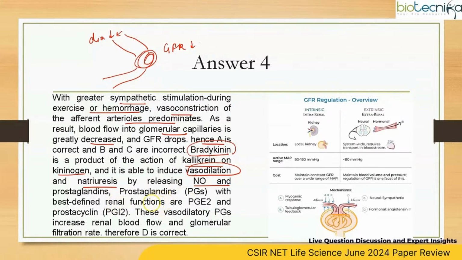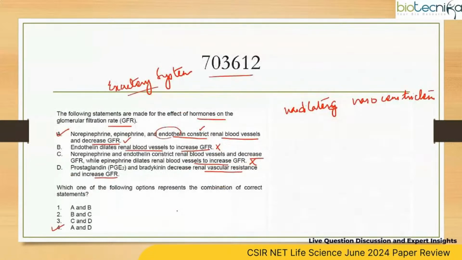The best defined renal functions for prostaglandins are PGE2 and prostacyclin. These are again vasodilatory in nature. These vasodilatory prostaglandins increase the renal blood flow, and the GFR will increase. In that way, D is correct. If GFR is increasing, the diameter is increasing, so the vascular resistance will decrease. Resistance to the flow of blood will decrease because the diameter is increasing. So D is correct, and A and D are the right statements.